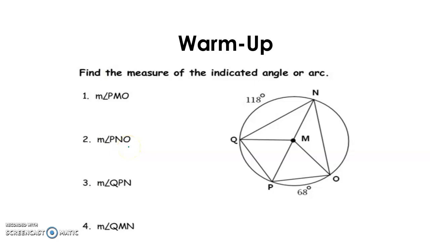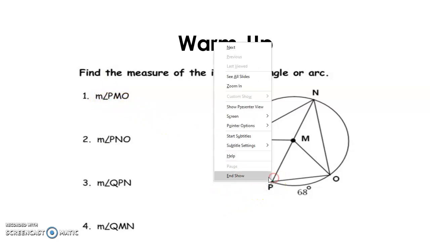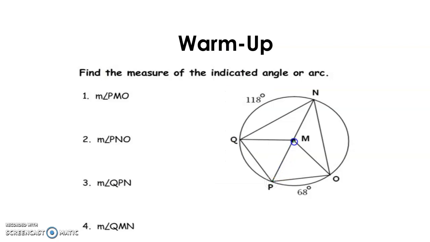Find the measure of the indicated angle or arc. So it's asking for the measure of angle PMO. I'm going to trace it, P, M, O. This is the angle we're looking for right here, angle PMO. What type of angle is that first? M is my vertex, and it's at the center, so this is a central angle. Based on the rules I've learned, I know that it equals the captured arc. So the measure of angle PMO is going to be 68 degrees.